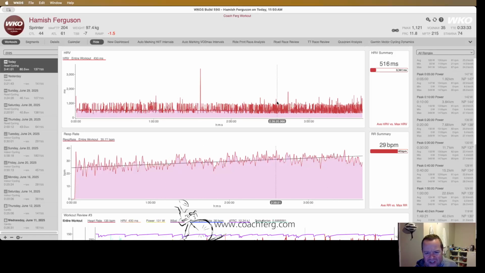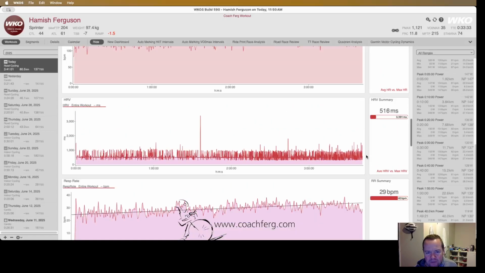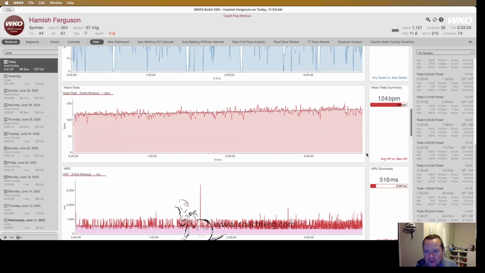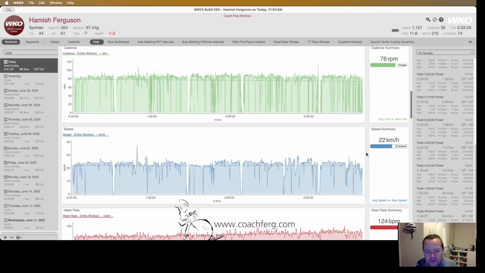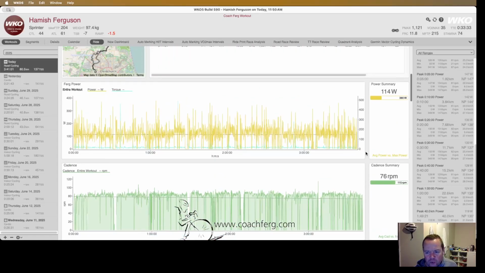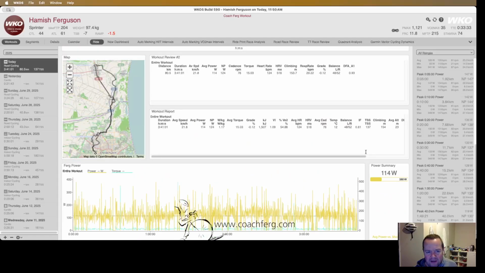Polar H10, quite expensive, 150 to 175 bucks, and I actually think the one that I replaced was never this bad. All these little spikes in here. So yeah, that's not good. So maybe I'll try the Suunto with Movesense heart rate strap.